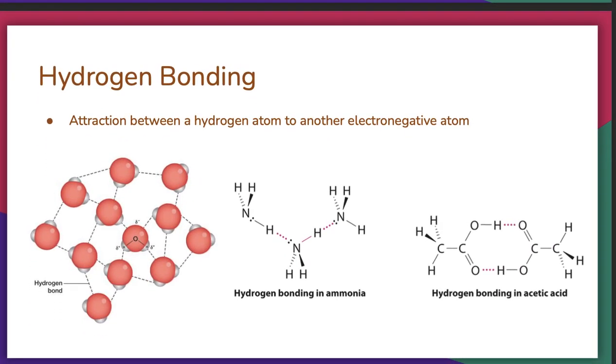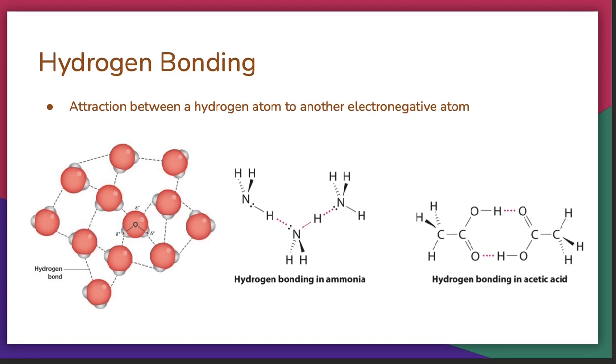So the next one is hydrogen bonding. Hydrogen bonding is the attraction between a hydrogen atom and another electronegative atom, which is generally a nitrogen, oxygen, or fluorine atom. But again, you could see hydrogen bonding among different electronegative atoms as long as that atom has sufficient electronegativity. So a common example is the hydrogen bonding between water molecules.